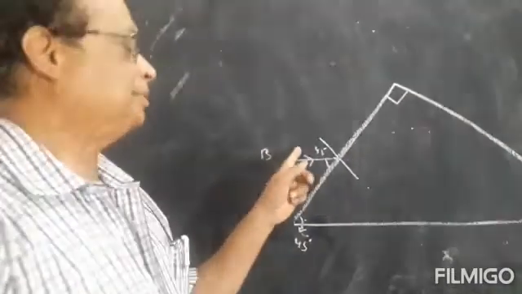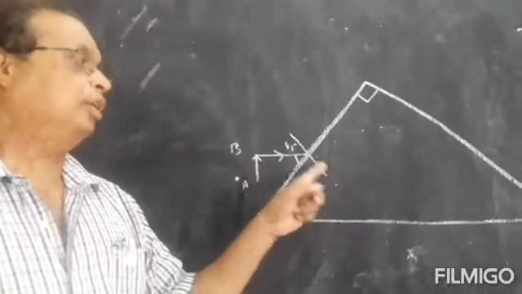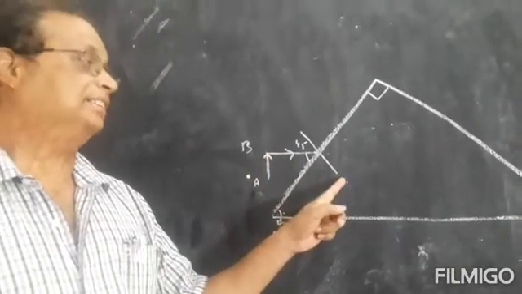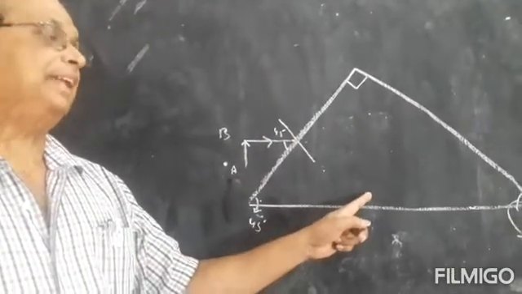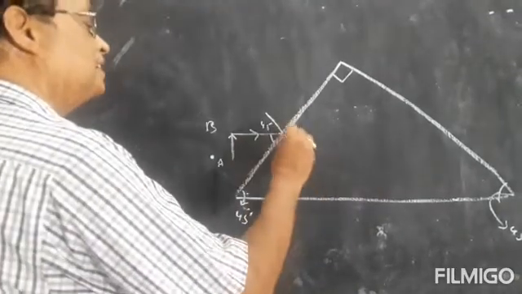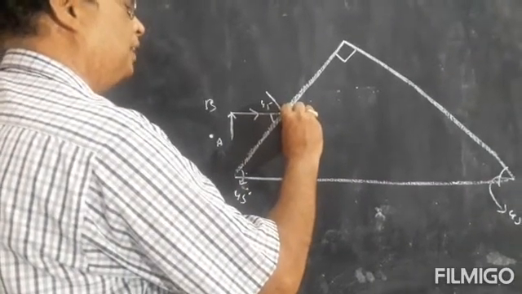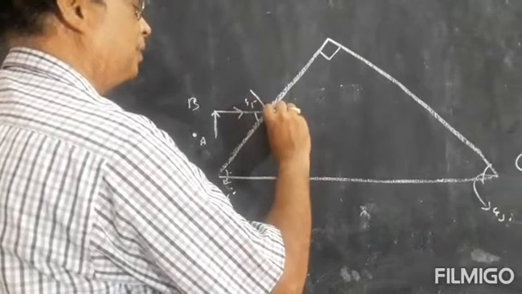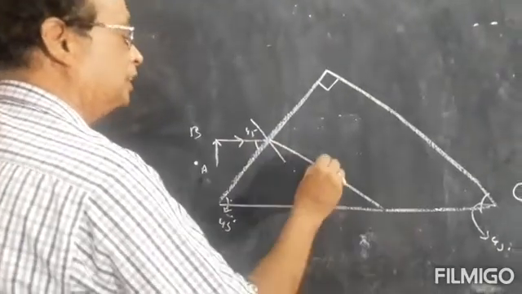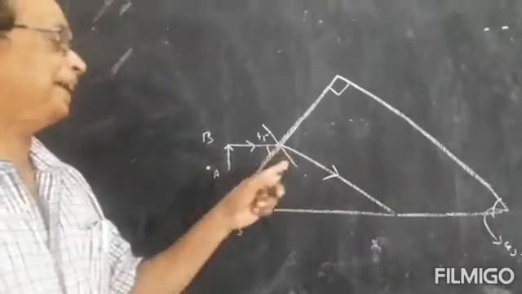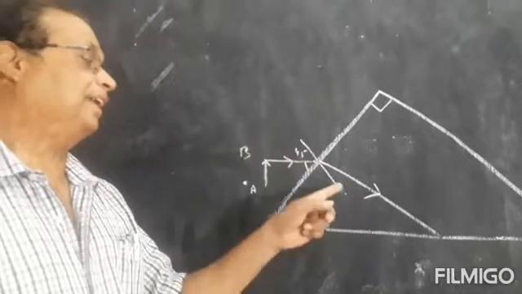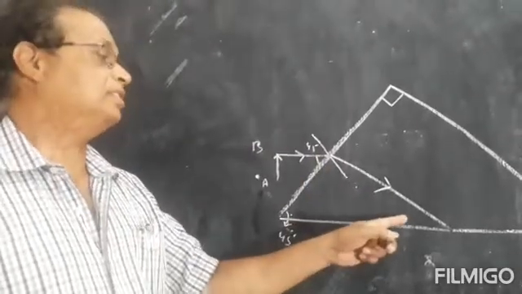Now the ray is passing from rarer to denser. So there will be no total internal reflection. It will enter inside. Now rarer to denser, so it will bend in which direction? Sorry, it will bend towards the normal. Rarer to denser, so it will bend towards the normal.